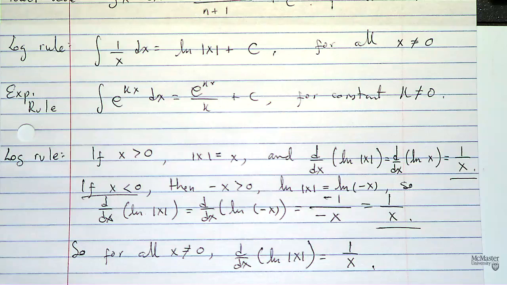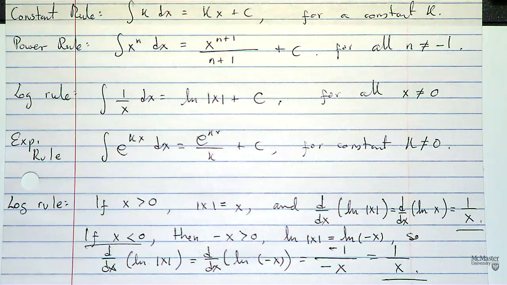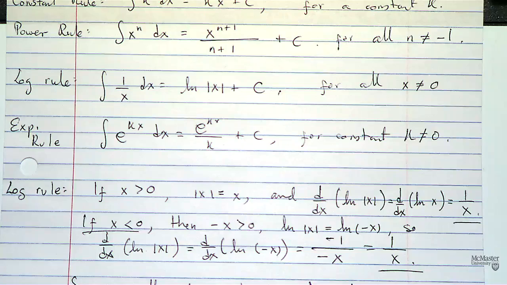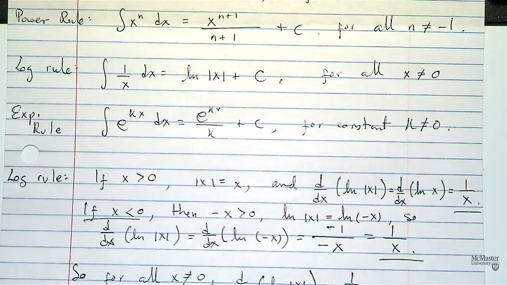The important thing is that with the log rule, we have all cases for the powers of n. I'm just trying to emphasize that the previous power rule does not contain the case n equal minus 1. 1 over x is precisely that other case, which we just proved. So we have the cases for all powers. And you also have some rules.